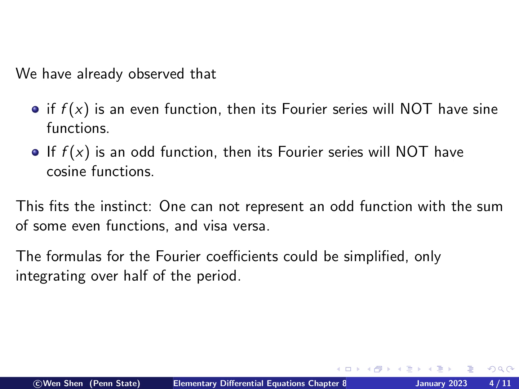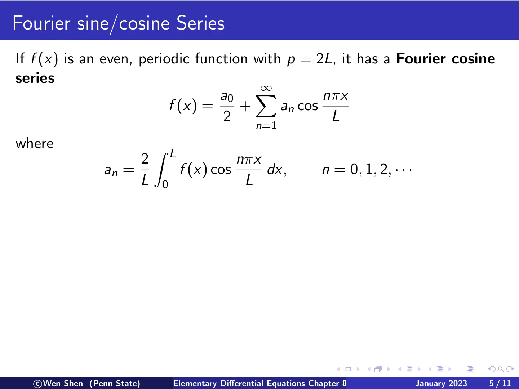And we also observe that the formula for the Fourier coefficient in these two cases can be simplified, and you only need to integrate over half of the period. Okay, so let's summarize these formulas. And these will be called Fourier sine series or Fourier cosine series.